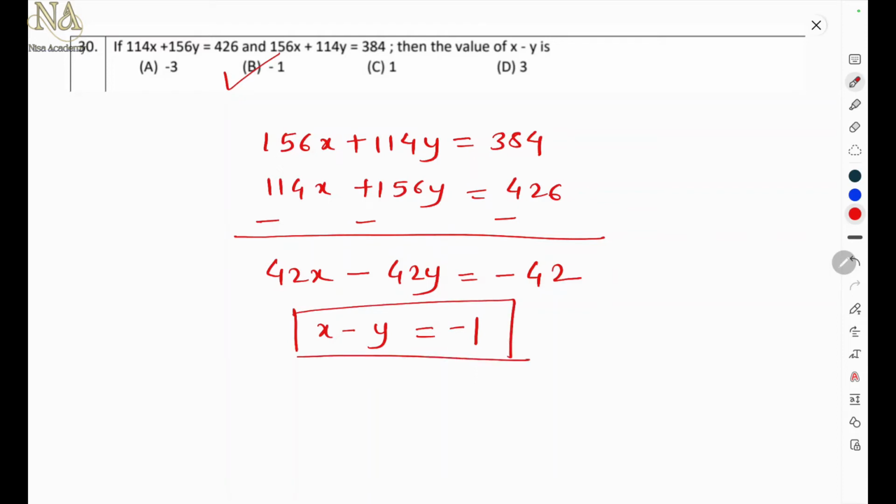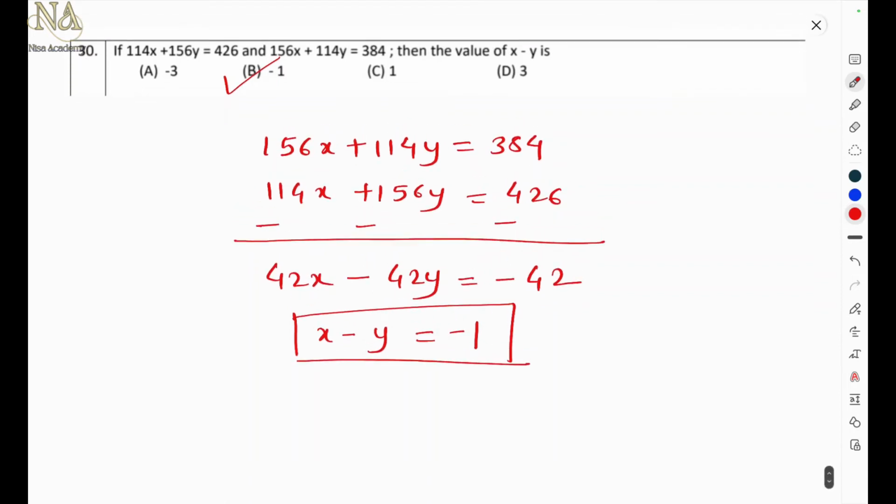So this type of problems are also important. You'll be given two equations, and sometimes you'll have to find x plus y, or here, x minus y. According to that, you have to take the equation. If there's x plus y, then obviously you have to add. So hope you understood. Let's go for the next problem.